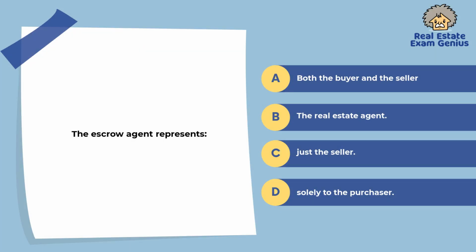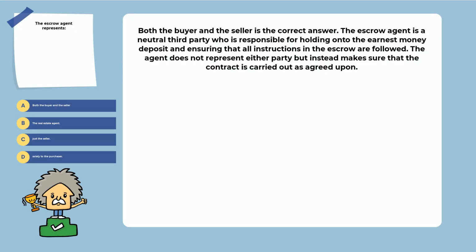75. The escrow agent represents both the buyer and the seller. The real estate agent, just the seller. Solely to the purchaser. Explanation: both the buyer and the seller is the correct answer. The escrow agent is a neutral third party who is responsible for holding onto the earnest money deposit and ensuring that all instructions in the escrow are followed. The agent does not represent either party but instead makes sure that the contract is carried out as agreed upon.